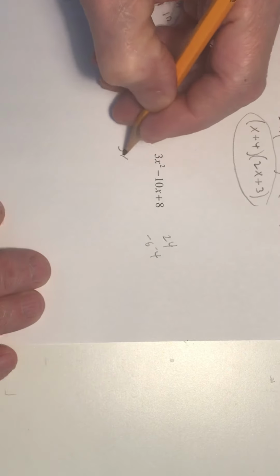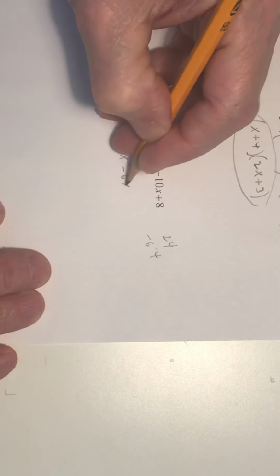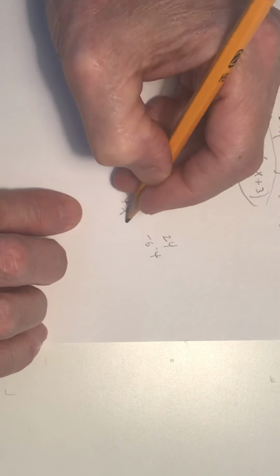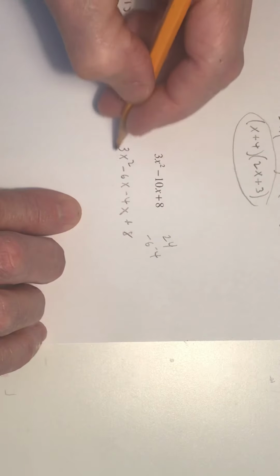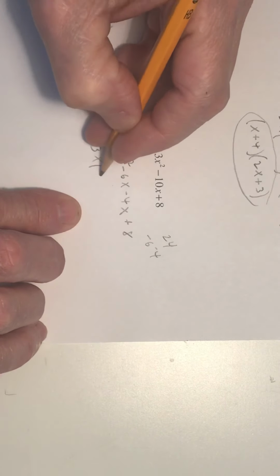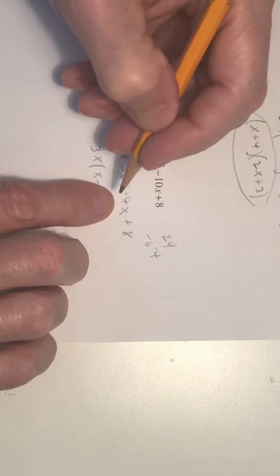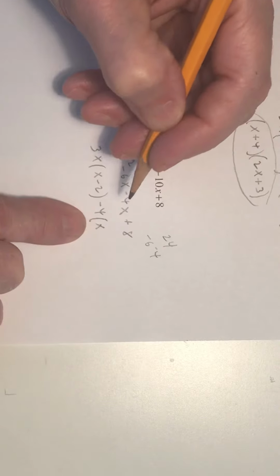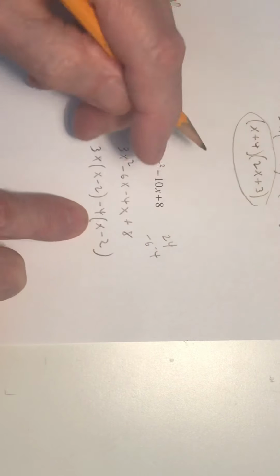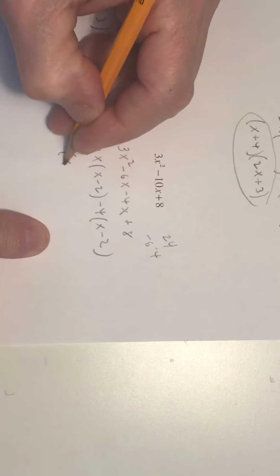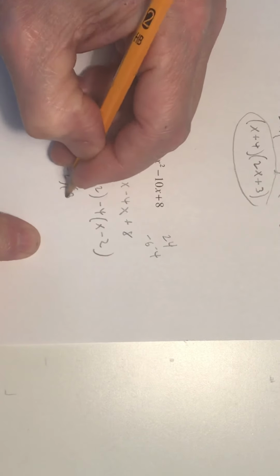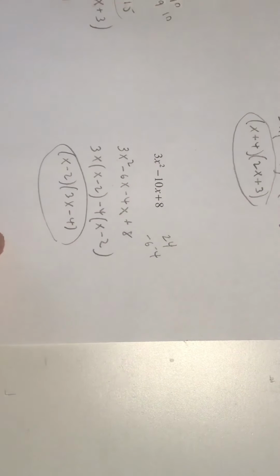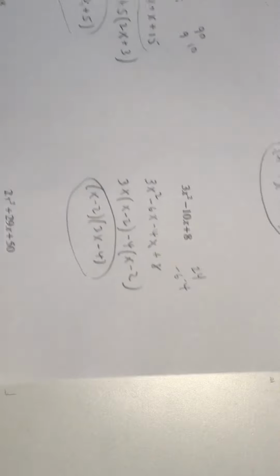I'm going to write 3x squared minus 6x minus 4x instead of the minus 10x, and plus 8. And I factor out 3x. 3x times x minus 2. Factor out a minus 4. Minus 4 times x makes the minus 4x. And we need a minus 2, don't we, to get the plus 8. Here's the answer. X minus 2, 3x minus 4. Okay. Almost done here.